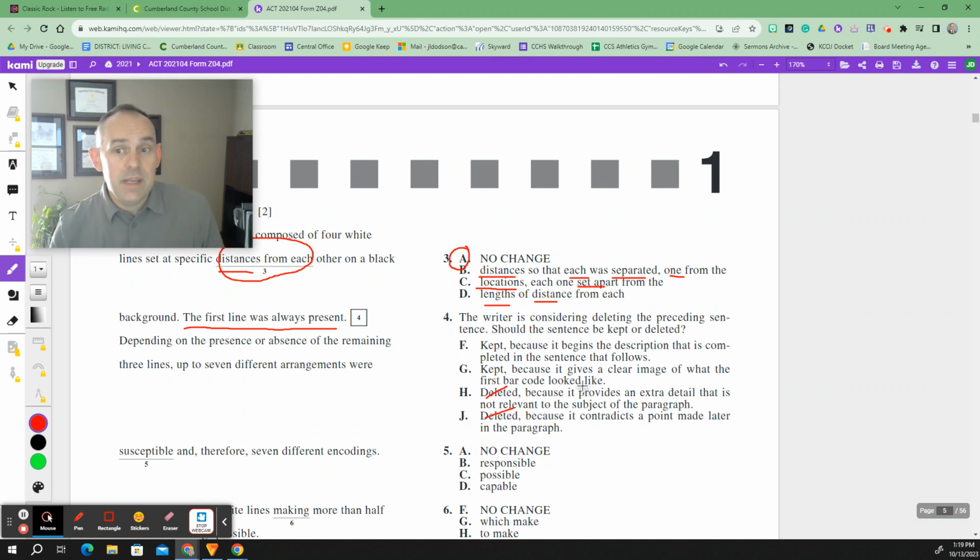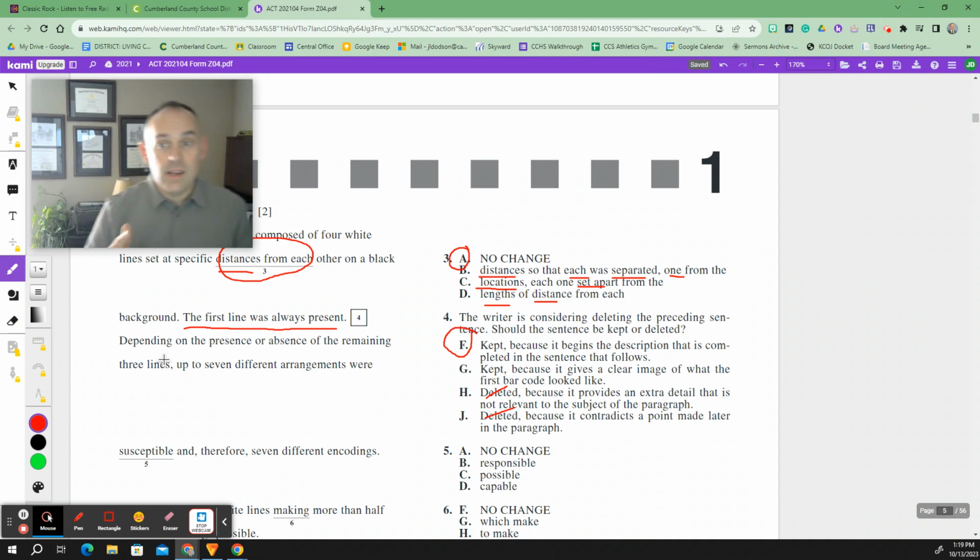So we know it's got to be kept. Now, why? Kept because it begins the description that is completed in the sentence that follows, or kept because it gives a clear image of what the first barcode looked like? Well, it doesn't tell you exactly what the first barcode looked like, but it is a description that is completed in the sentence that follows.